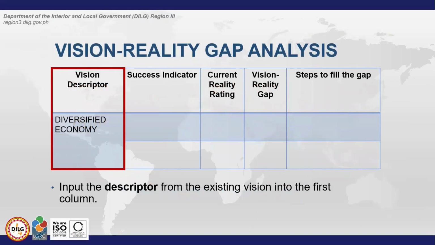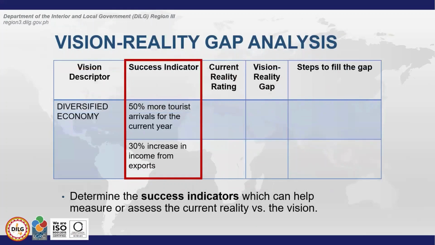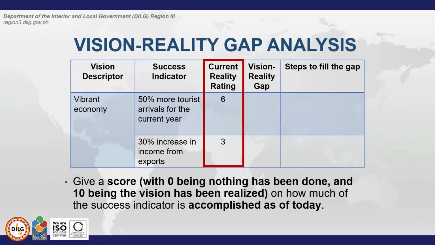First, input the descriptor from the existing vision, which is diversified economy, in column 1. In column 2, put the success indicators, which can help measure or assess the current reality as compared to the vision. In column 3, give a score on how much of the success indicator is accomplished as of today.